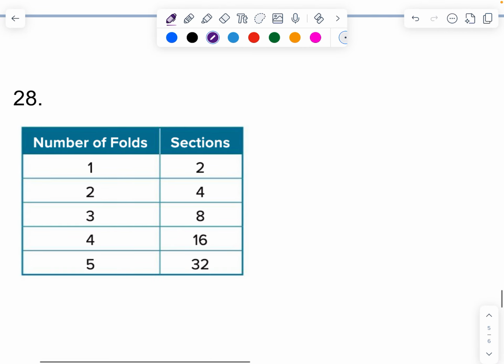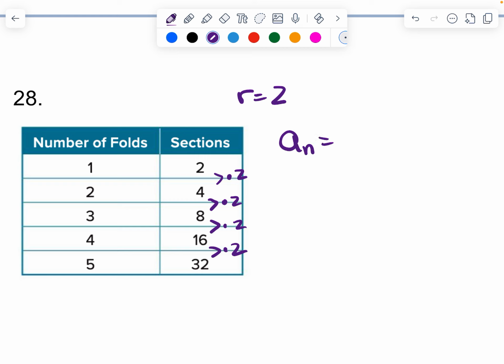Same thing here. Add 2, add 4. Oh, it's not arithmetic. Okay. So it's also times by 2, times by 2. Okay, so this is going to be geometric. So that means my r value is 2. So a sub n equals the starting value, which is 2, times the rate, which is 2, to the n minus 1.